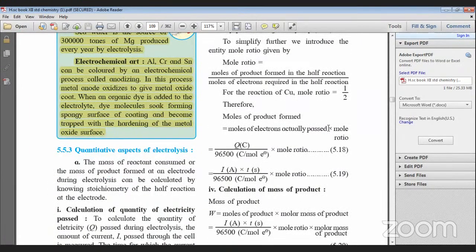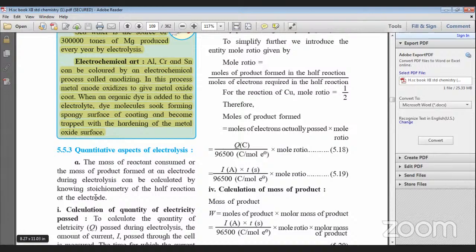Quantitative aspects of electrolysis. How? Now see, we have seen practically how it happens. We have seen the cell reaction. Now the quantitative aspect is also important. How much quantity we are getting, what value we are getting, how much current we have to supply. Okay, everything. Now the mass of a reactant consumed or the mass of a product formed at an electrode during the electrolysis can be calculated by knowing the stoichiometry of a half reaction at the electrode.